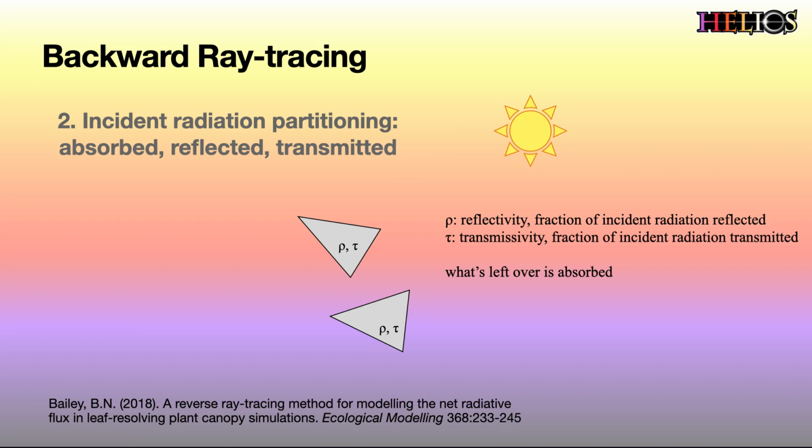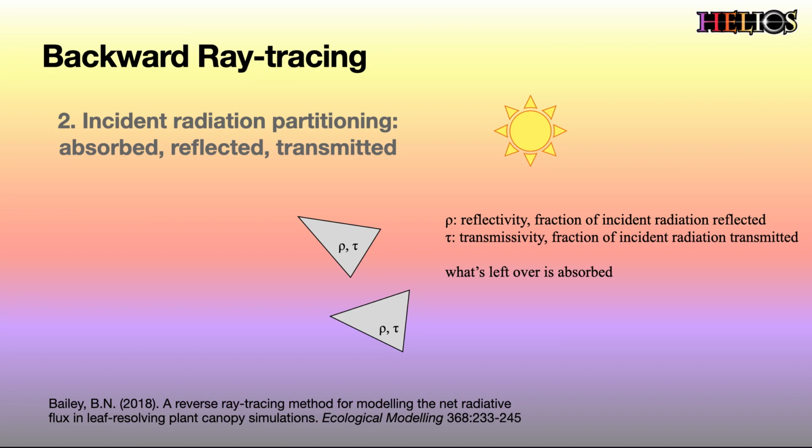So next we need to partition that incident radiation. Some fraction of that radiation is going to be absorbed, some fraction will be reflected, and some fraction will be transmitted. The fraction that is reflected is described by our reflectivity, which we usually assign the symbol rho, and some fraction will be transmitted.